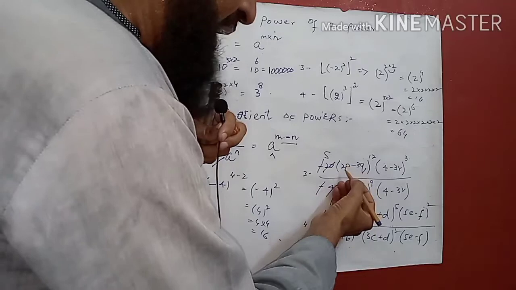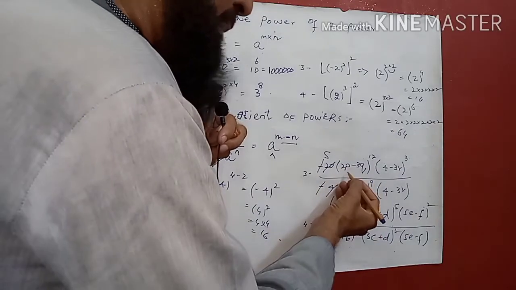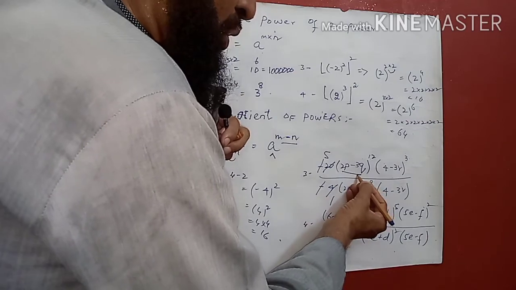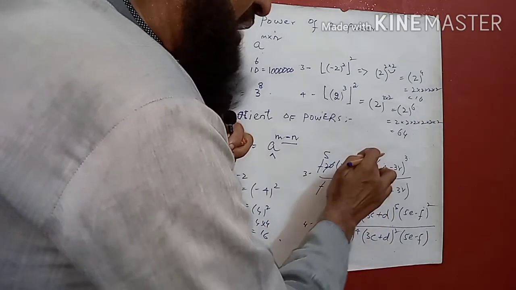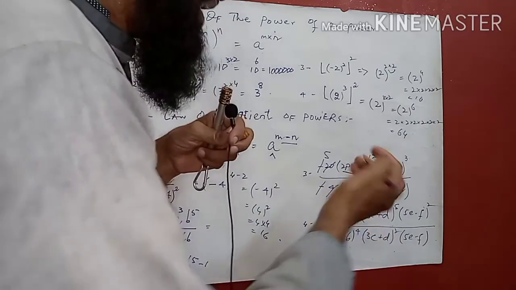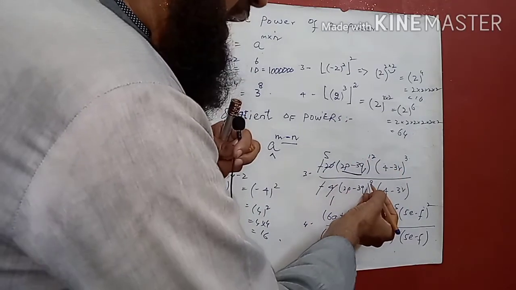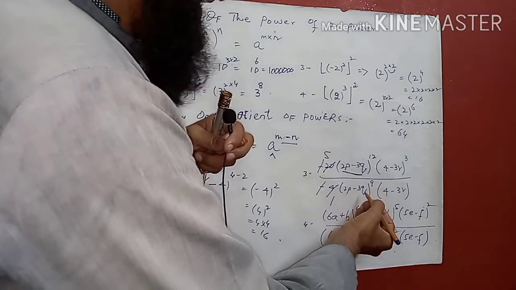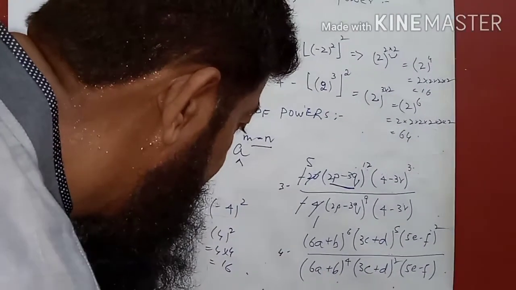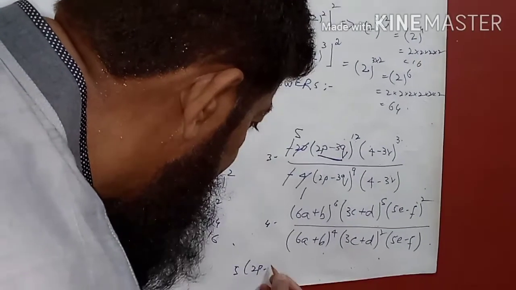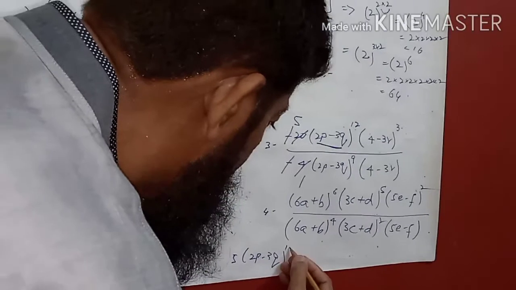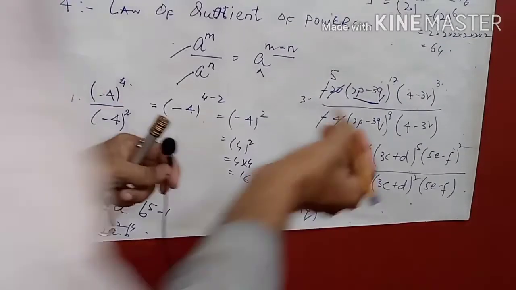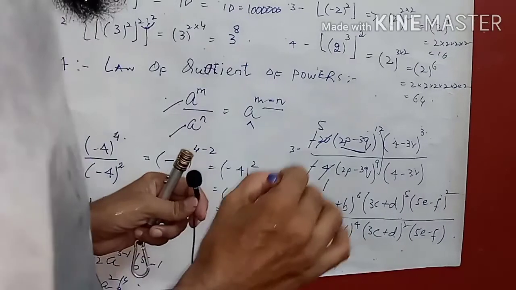But on the other part of the question, when we move rightward, the base is 2p minus 3q. 2p minus 3q has the power 12 in the numerator and 2p minus 3q has power 9 in the denominator. That means we write 5, then 2p minus 3q raised to 12 minus 9. These are the two powers, and the next term is 4 minus 3r.